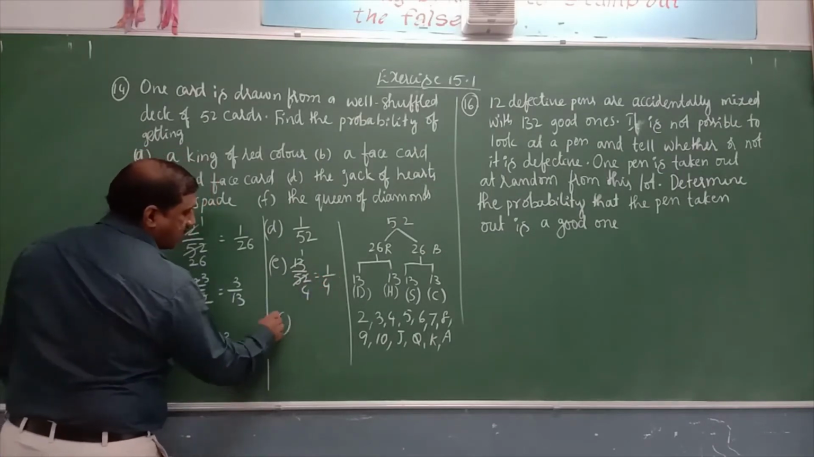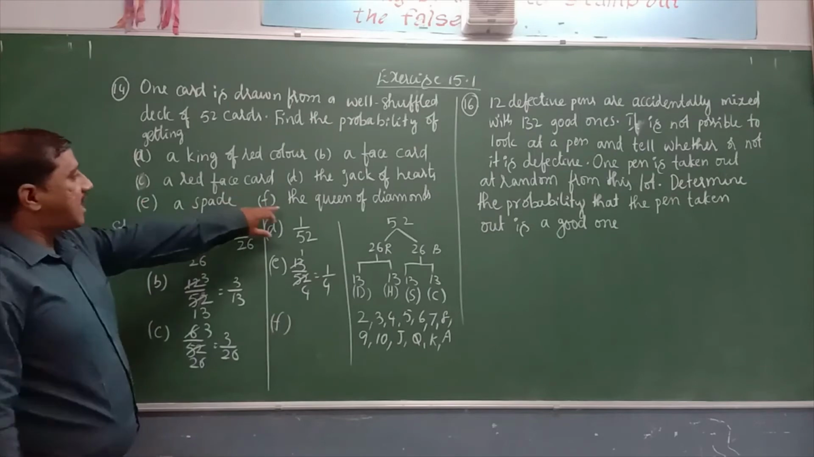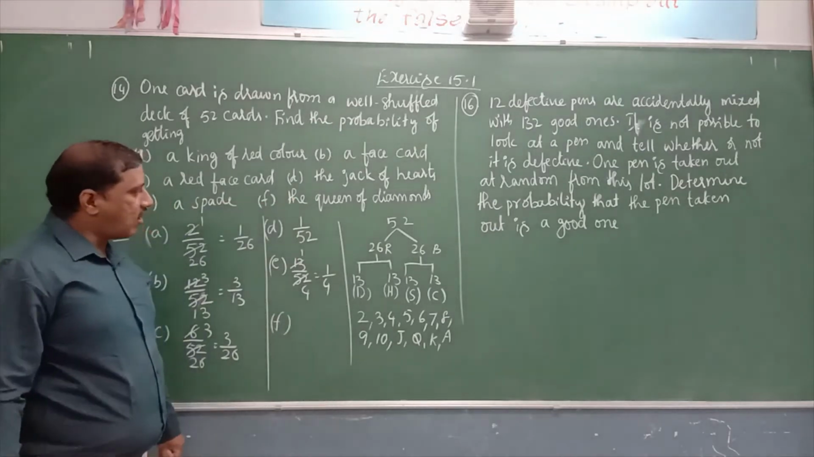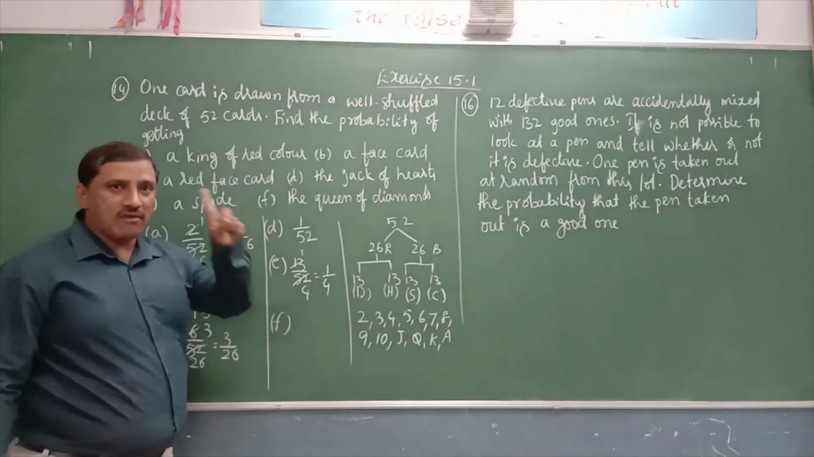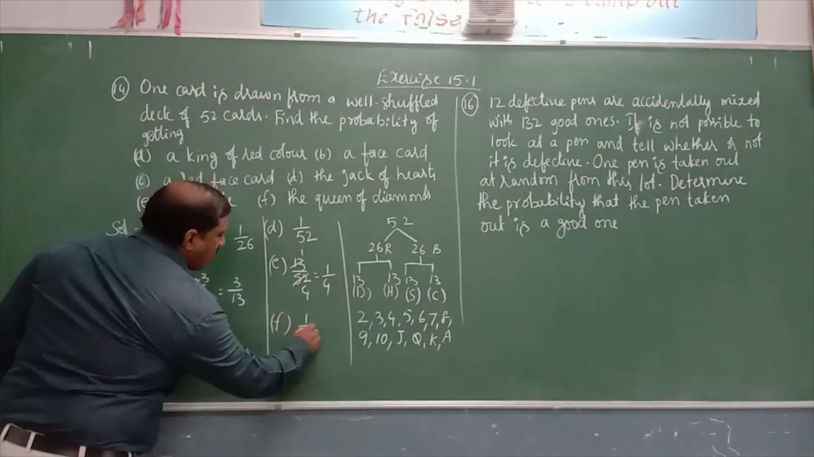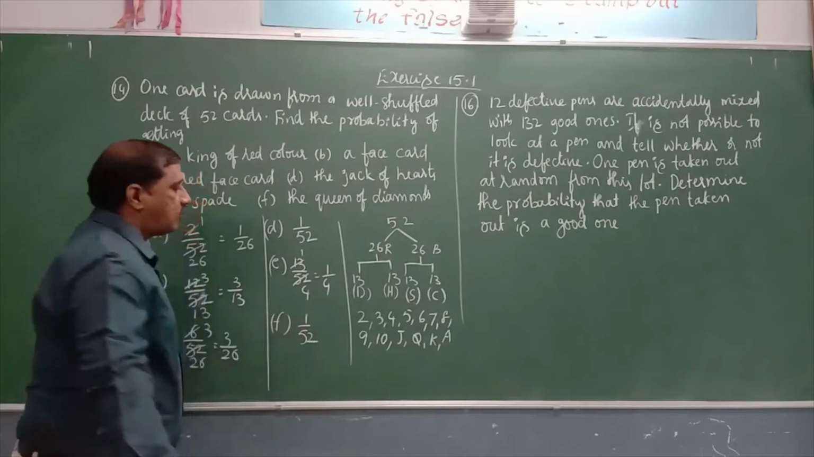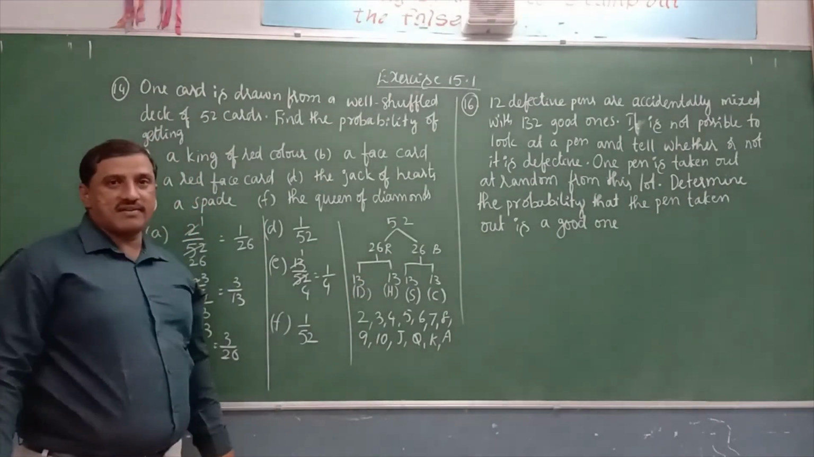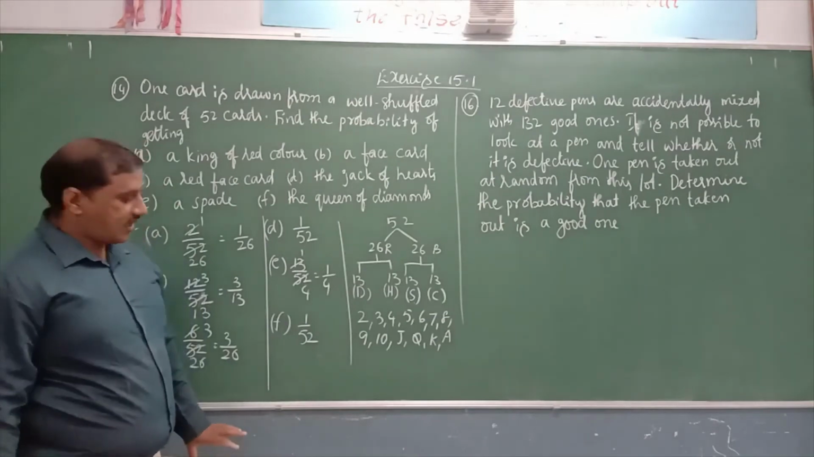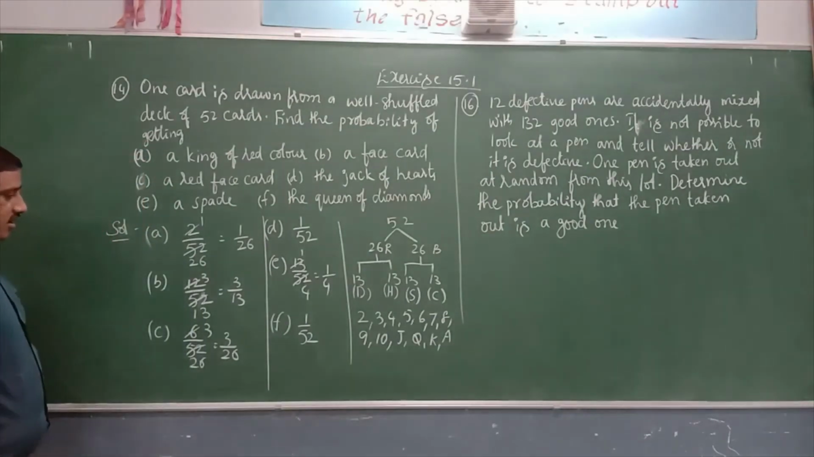Then F, the Queen of diamonds. So diamonds are there. How many queens are there in the diamonds? Only 1 queen. Therefore it is 1 by 52. So be thorough with this: cards, their colors and their names, which are face cards and which are not face cards. Is it clear, children? Right?